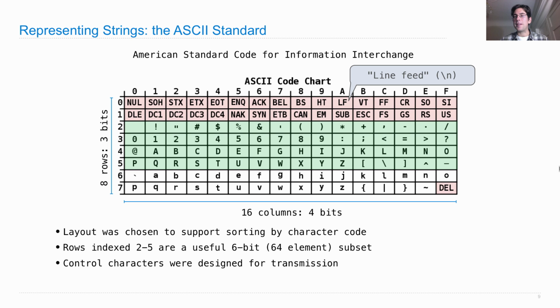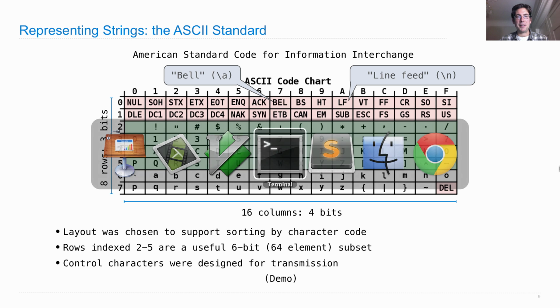So they include things like the line feed, which we now represent as \n in Python strings, and the bell, which was meant to indicate that somebody should pay attention to a system. So all of these original ASCII characters are available in Python today and across many different platforms.